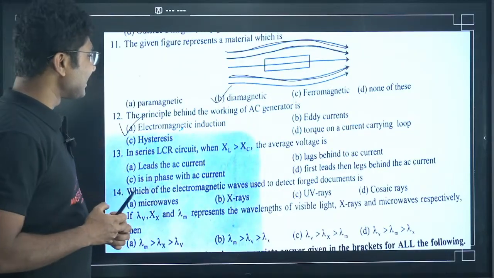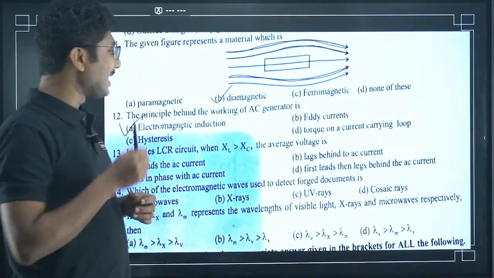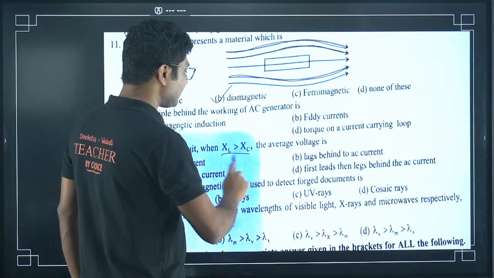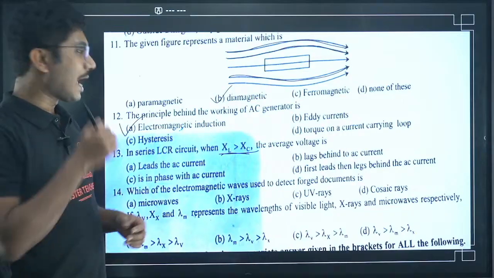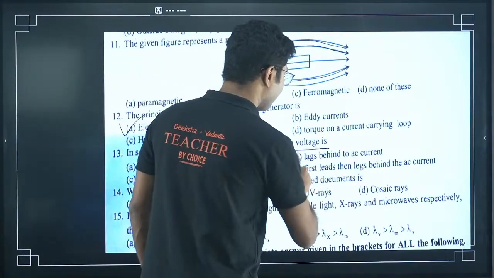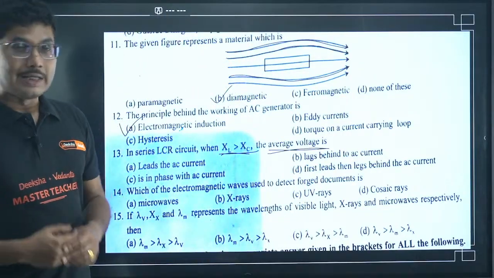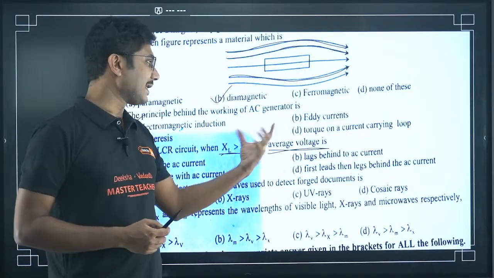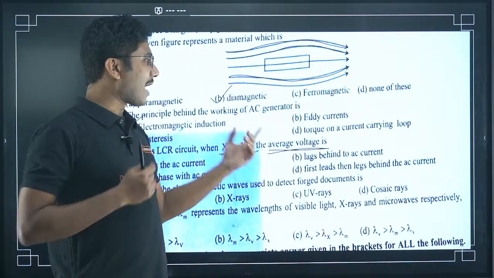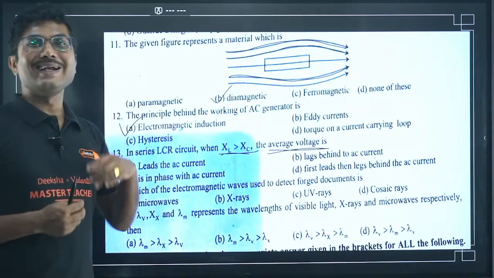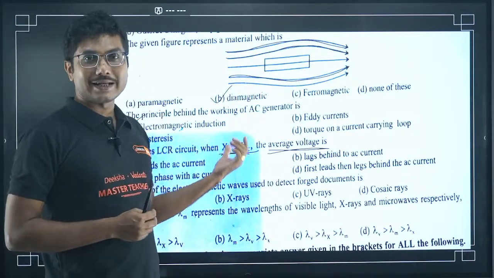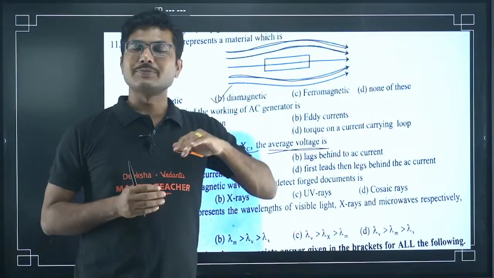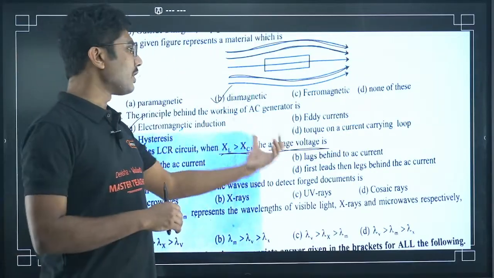In series LCR circuit, when XL is greater than XC, the average voltage leads the AC current. If XL is greater than XC, the circuit is in inductive mode, and they have asked about average voltage. In general it is given in terms of current leads, current lags, but here they have just reversed it. So voltage will be leading, current is lagging. In case of an inductive circuit, current lags behind voltage, that means voltage will be leading.